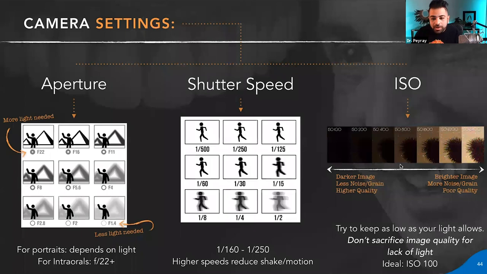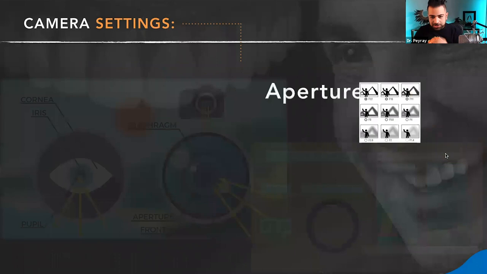So let's talk about these three things. So, okay, you got it, right? The camera body, lens, flash, accessories. And now we're at the settings where we talk about aperture, shutter speed, and ISO. Let's talk about the aperture.